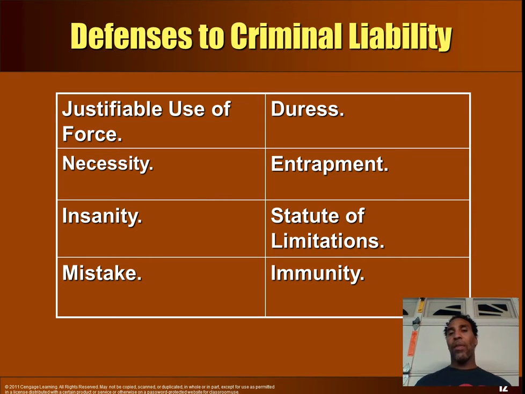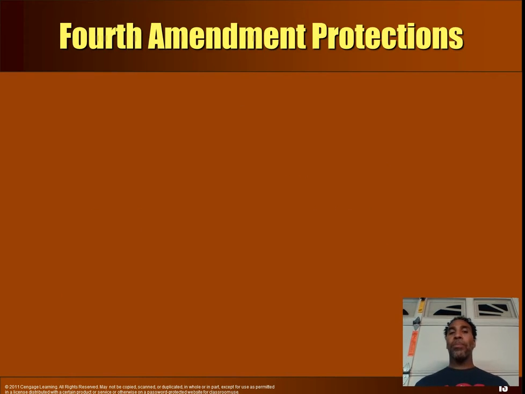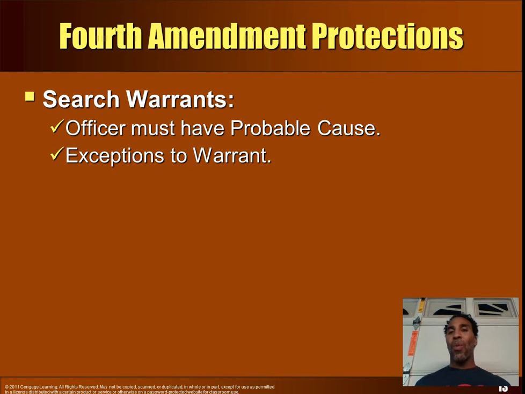And then immunity: if you have diplomatic immunity, or just immunity because the police gave it to you because they want to get the bigger person in the chain, then you won't get convicted. So Fourth Amendment protection. So you have search warrants, right? People want to come in your house, they need a search warrant. Officer must have probable cause. Exceptions to warrant, right? If somebody comes up and says, hey man, I need to search your car because your car smells like marijuana, then that is probable cause. But if it doesn't smell like anything, there's no reason for them to check the car, then you can always decline.